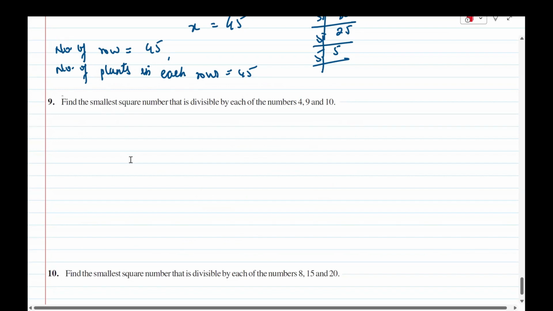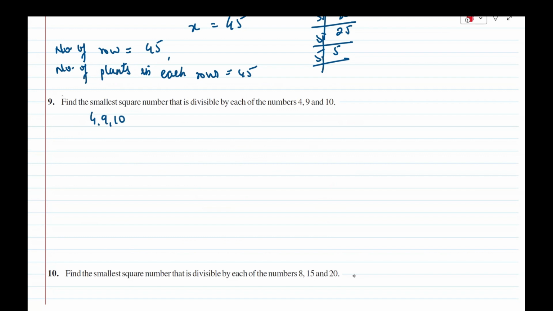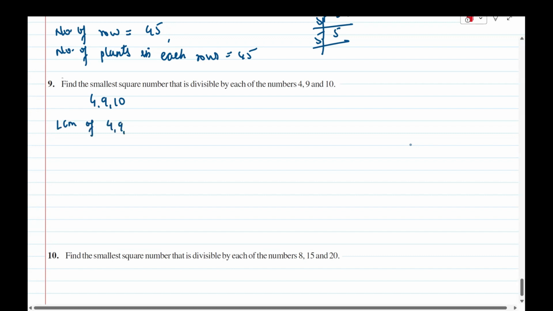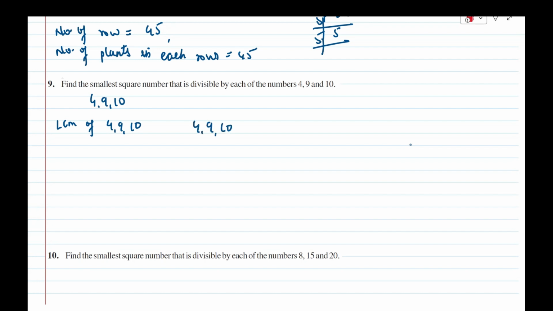Next question. Find the smallest square number that is divisible by each of the following: 4, 9, and 10. So to find the smallest square number which is divisible by 4, 9, 10, we need to find the LCM of these. We know how to find LCM. We have learned it in class 5th and 6th. So do prime factorization of all three numbers together. 2 2s are 4, 9 is not divisible by 2, again 2, then by 3, again by 3, and then 5.